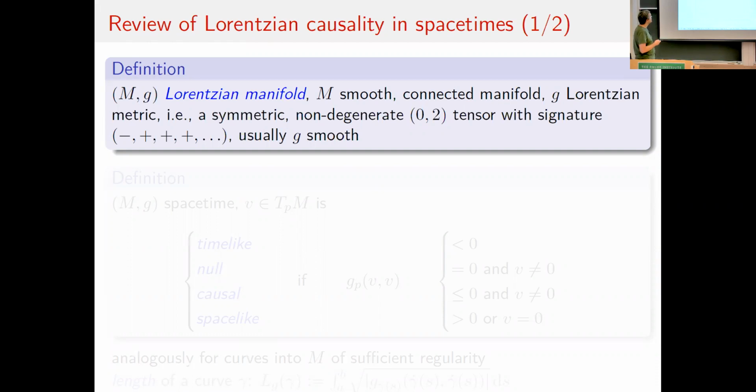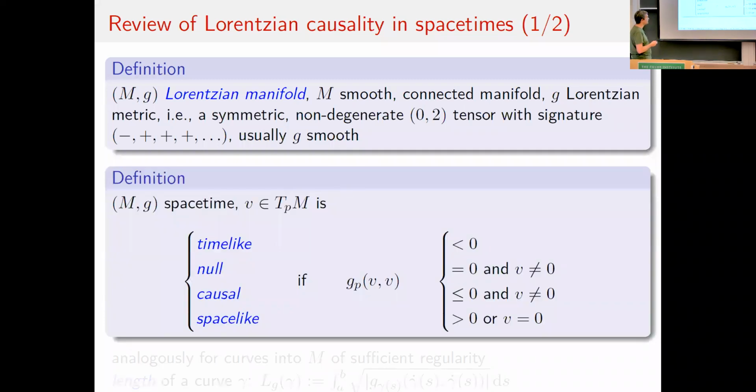So (M, g) is a smooth connected manifold, and g is a Lorentzian metric, meaning that it is a symmetric non-degenerate (0,2)-tensor which has signature minus plus plus plus. I know some people use different conventions, but this is what I will use. Usually g is smooth, but g could also be just continuous, for example. Then you can characterize tangent vectors. A tangent vector is time-like if the inner product with itself, with respect to the metric, is negative. It's null if the inner product is 0 but the vector is not 0. It's causal if the inner product is non-positive and the vector is non-zero, and space-like otherwise.